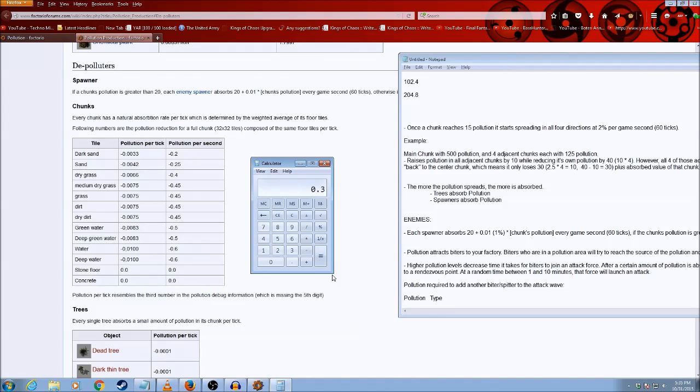Now, I did this once, and my math was kind of off, but essentially what I needed to do was just move a decimal over. So we have a 0.3 here. That would be pretty much what a tile of 50% dark sand and 50% dry grass would reduce the pollution by per tick, right? Well, actually, this would be per second because we use these per second values. But that's with no trees or no other types or no water or anything, right?